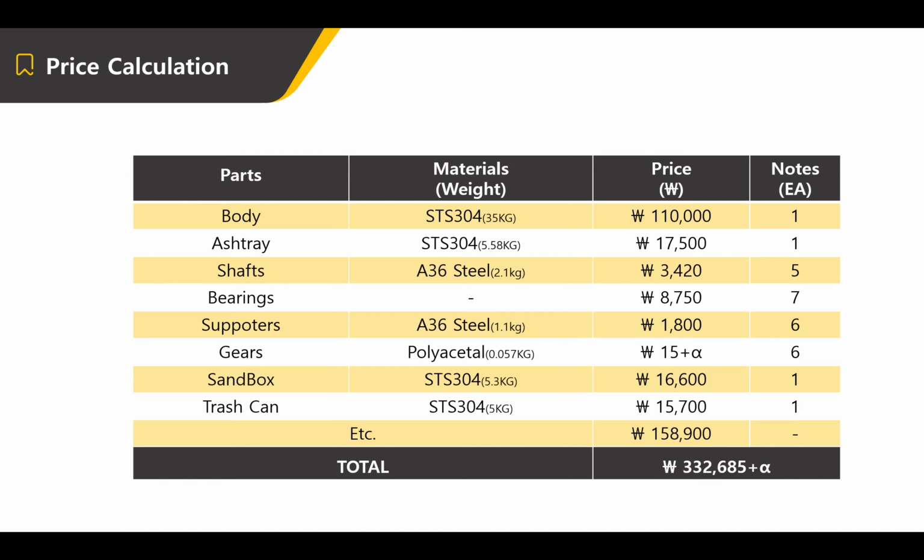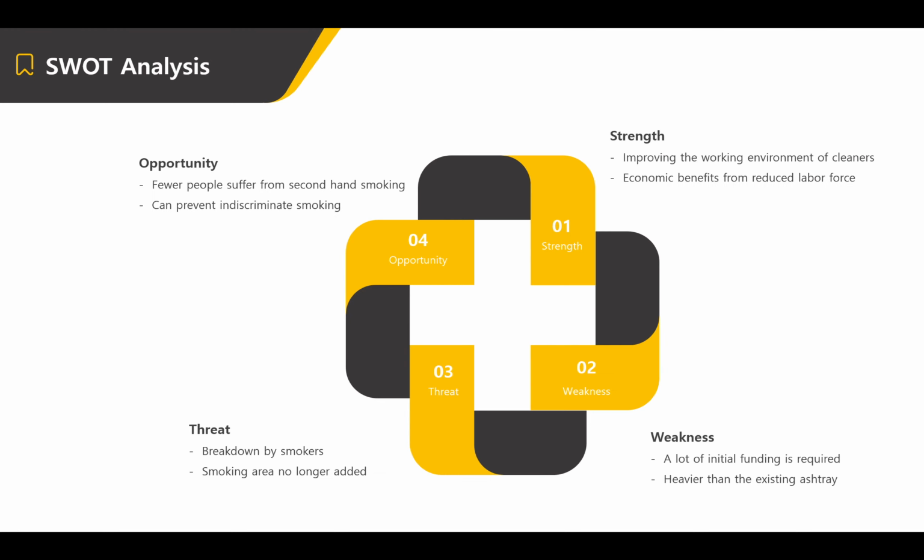Now let me tell you the result of calculating the price based on the materials and weight of each part. Many parts consist of STS-304 and ASTM-A36 steel. The gears will be manufactured from polyacetal by ourselves, so we only measure the value of the raw materials in the price calculation. As a result of calculating the amount, the total price for each rotary ashtray is about 330,000 won.